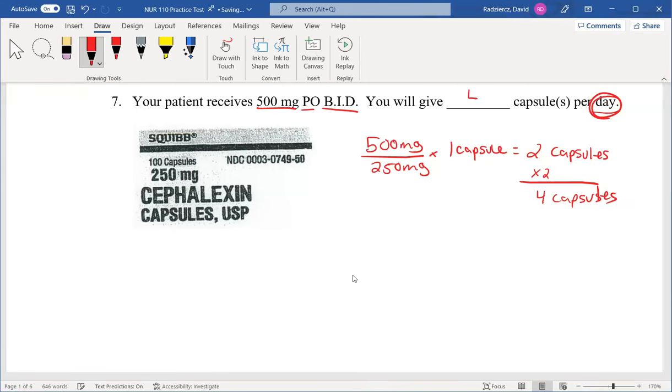Okay, so make sure you read what the question asks, because sometimes it'll say how much to give. If it just says how much to give, it's per dose. And then usually it'll tell you per dose, or sometimes it'll tell you per day.